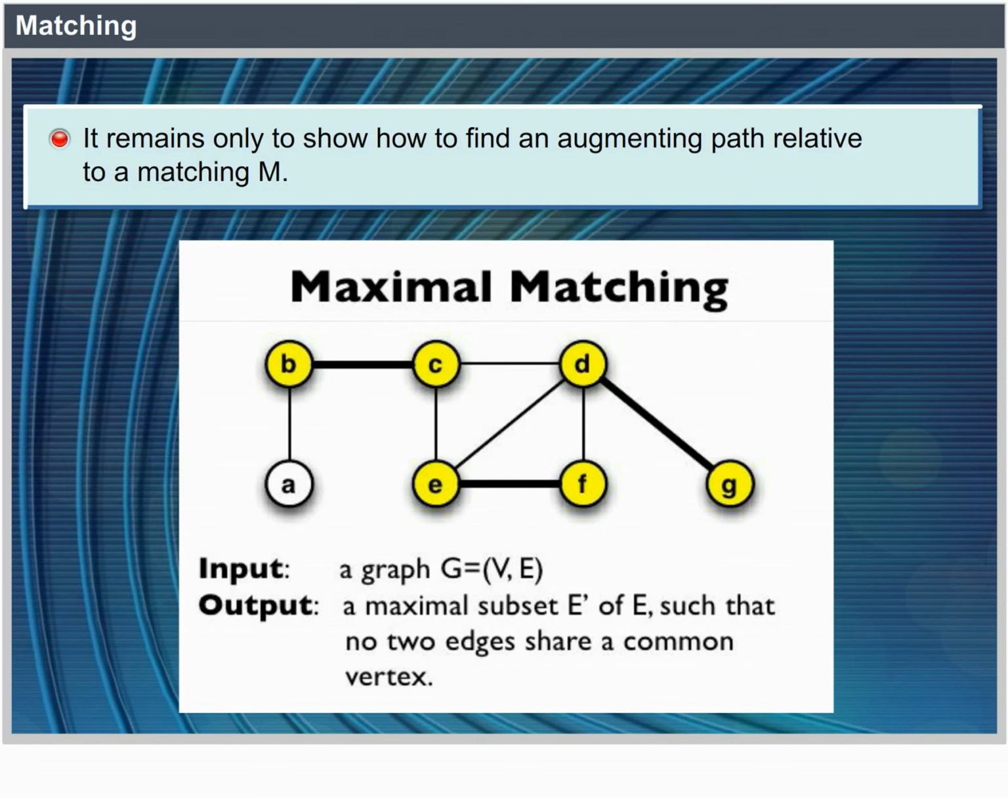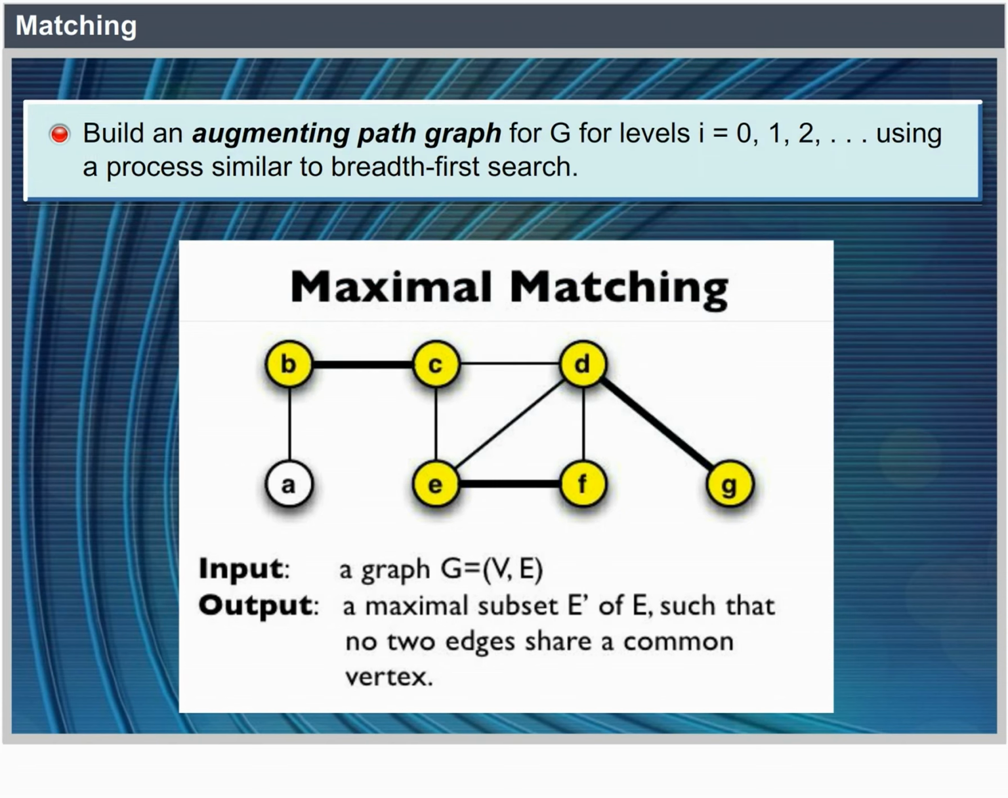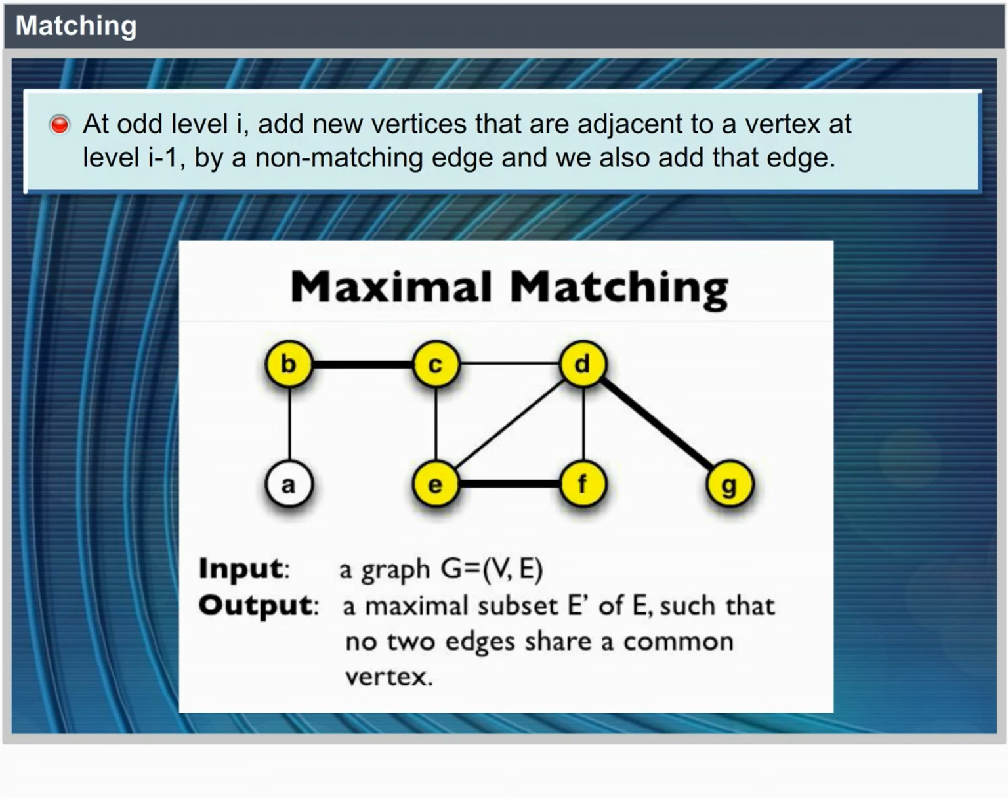Do this for the simpler case where G is a bipartite graph with vertices partitioned into sets V1 and V2. Build an augmenting path graph for G for levels i = 0, 1, 2 and so on using a process similar to breadth first search. Level 0 consists of all unmatched vertices from V1. At odd level i, add new vertices that are adjacent to a vertex at level i-1 by a non-matching edge, and we also add that edge.